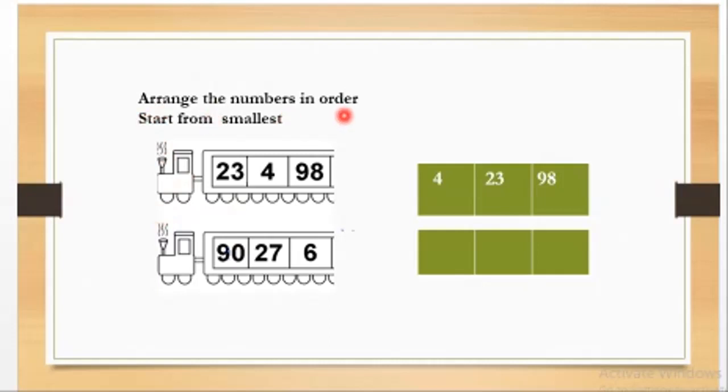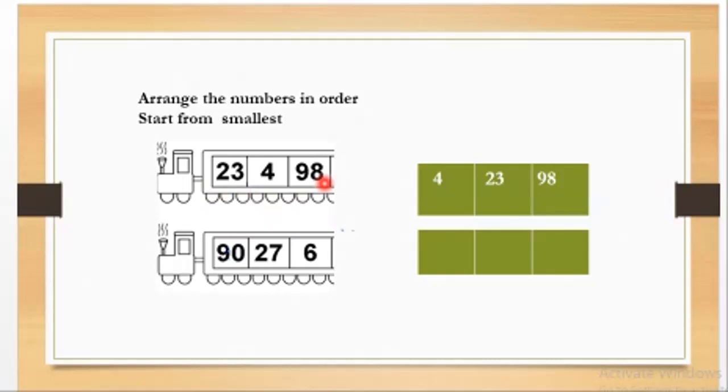You are going to arrange these given numbers from the smallest. You are going to start writing the smallest number at the first place, and then you gradually move on to the greater number. The numbers which are given are very easy for you all. That is 23, 4, and 98.